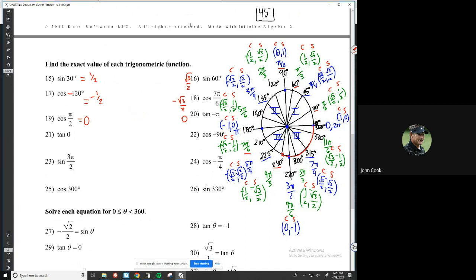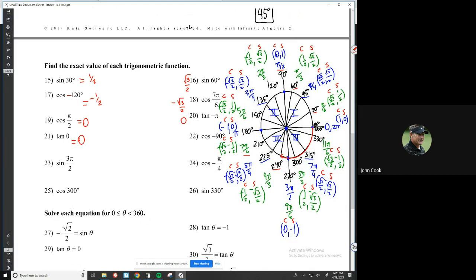Tangent of 0, again, tangent is going to be the sine over the cosine. So the sine of 0 is 0, and the cosine of 0 is 1. So 0 again for this one. And then cosine of negative 90 degrees. So if I go down 90 degrees, that's right over here at 270. So the cosine of negative 90 degrees is going to be cosine of 270, which is 0.